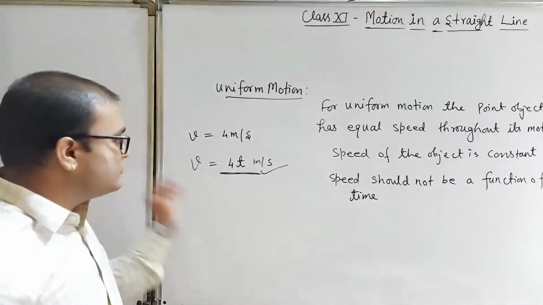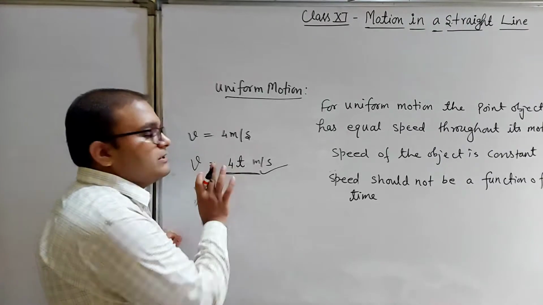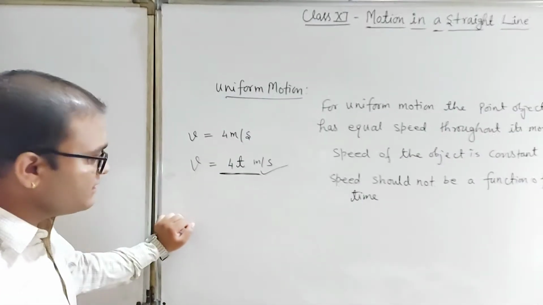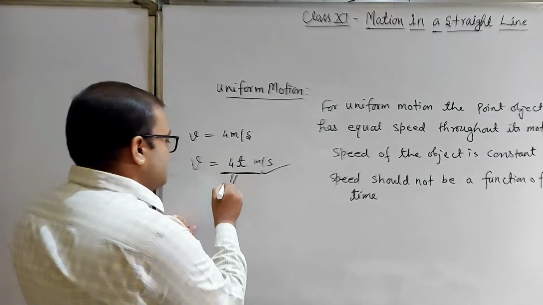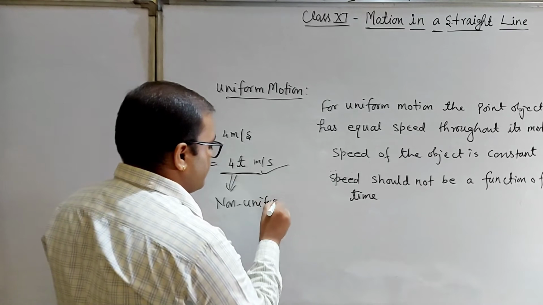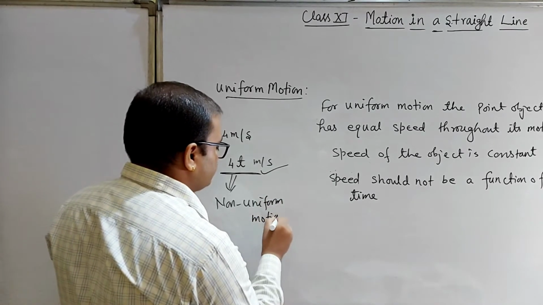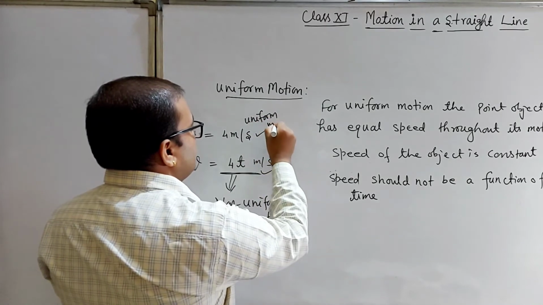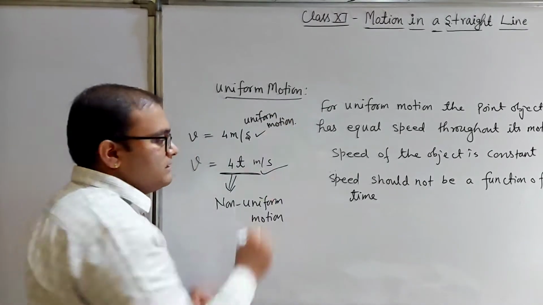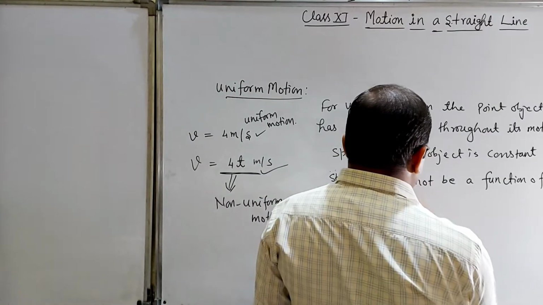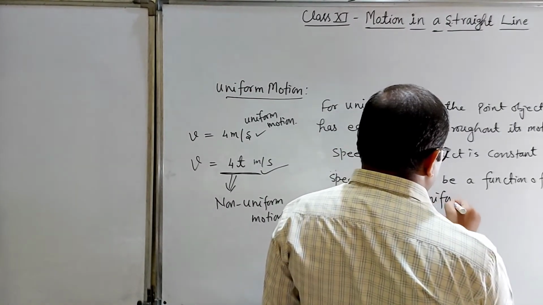In the case of uniform motion, t should not be there in the function for velocity or speed. So this is not uniform; this is non-uniform motion, and the other one is the uniform motion. The main concept is that speed should not be a function of time for uniform motion.